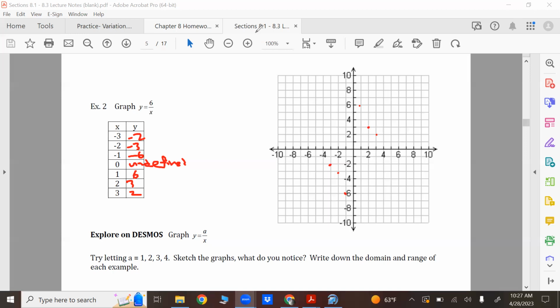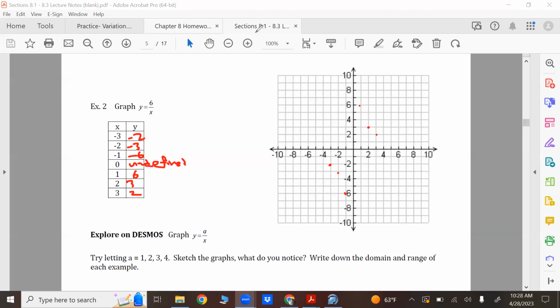If I plug in something really small, say 6 over 0.00001, I'm going to get 60,000. I think I got that right. So if I put in a super small number, it gets really close to the y-axis, but it doesn't cross it. Because what does it mean to have a y-intercept? What does x equal when we have a y-intercept? 0. Can I do 6 divided by 0? No. That's the reason why you can't do 6 divided by 0. Can you multiply 0 by something and get 6? No, you can't. So you have to be very careful when you do these.